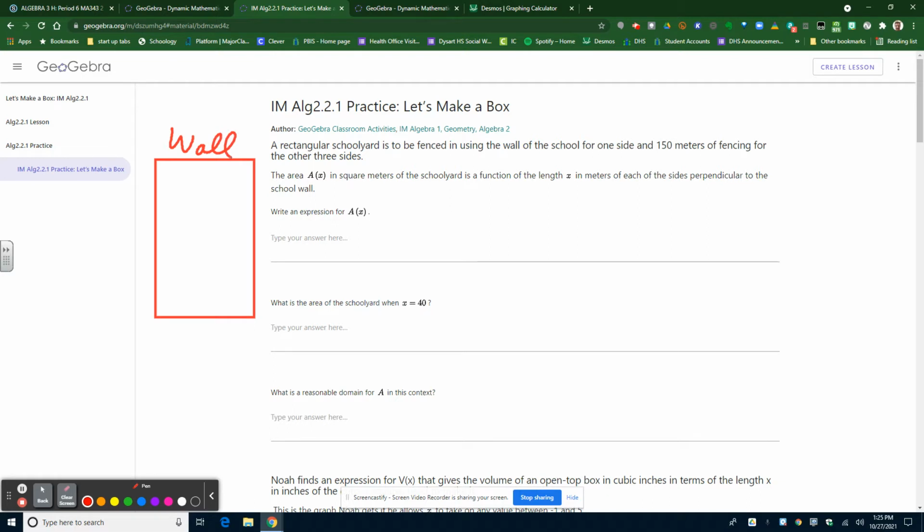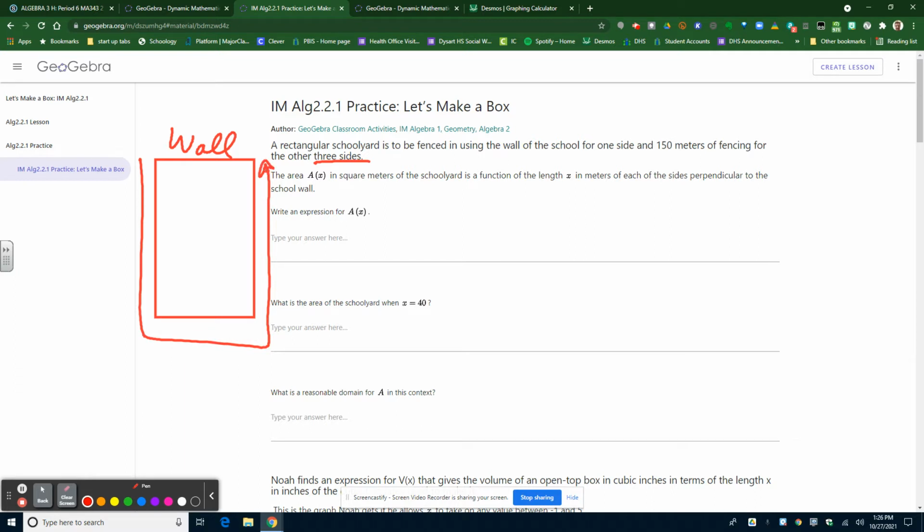Now, I don't know about you. Most of the time, whenever I see a building, I don't see a fence right next to it. It doesn't make sense because the wall is there. You don't need the fence against the wall. So it tells you specifically, we're only using it for the other three sides. Okay, so 150 all the way around up to the wall. So from here to here to here.